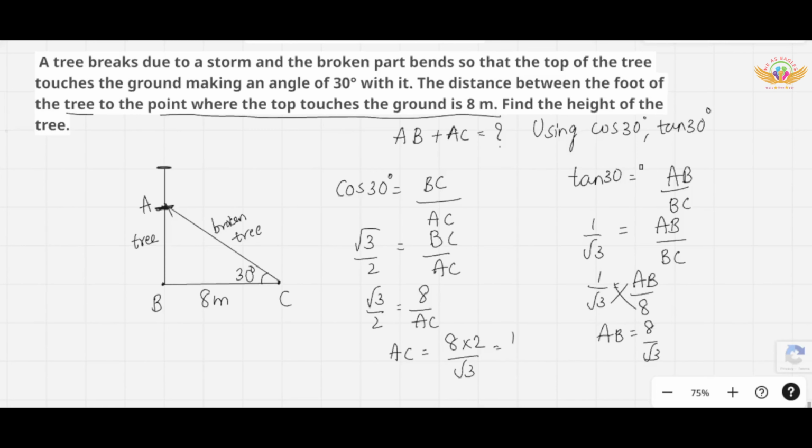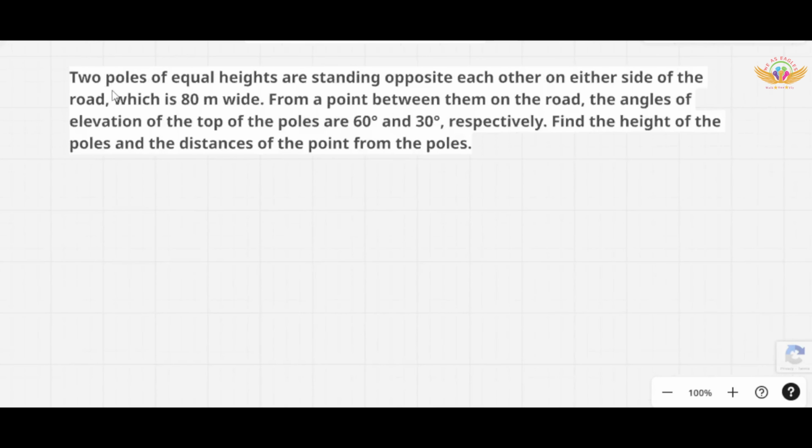Here it is 16 by root 3 and here it is 8 by root 3. So AB we got 16 by root 3, AC we got 8 by root 3. Now let us add AB plus AC, that is equal to 16 by root 3 plus 8 by root 3. 16 plus 8, 24 by root 3 is the height of the tree. Yes. Here is another question.